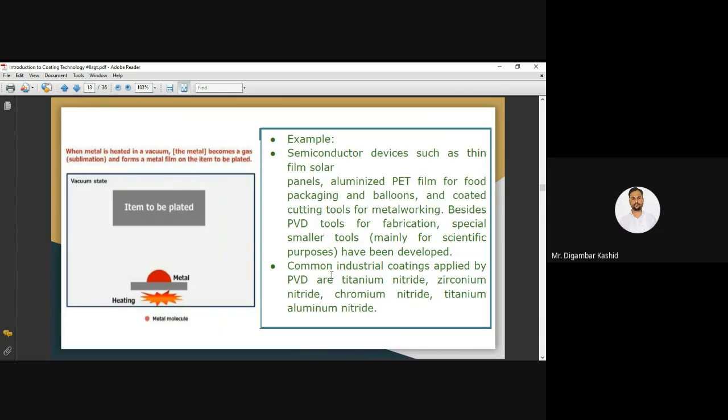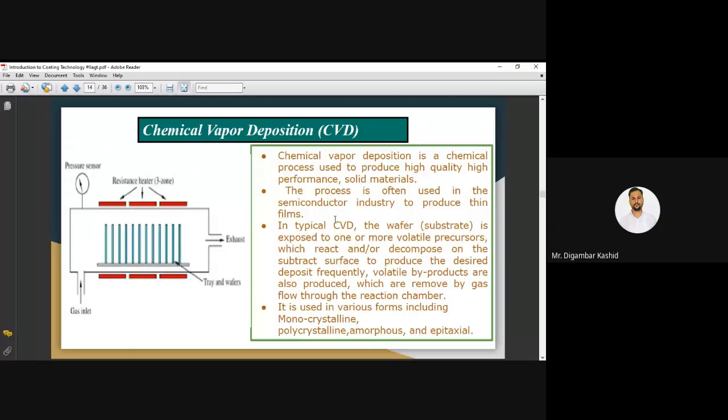Now, commonly, industrial coatings are applied by this physical vapor deposition technique. We can apply titanium nitride, zirconium nitride, chromium nitride, and titanium aluminum nitride using this process. So these are the common industrial coatings that are applied by vapor deposition. Please note this down also. Now let us go to the next one, chemical vapor deposition. Again, this is a vapor deposition process of coating technology.